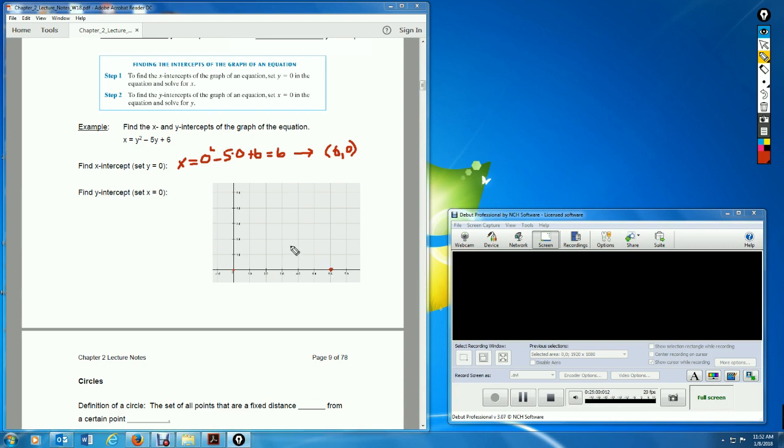Okay. Find the y-intercept. Set x equal to 0. So in other words, coming up here, I'm going to set x equal to 0. 0 equals y squared minus 5y plus 6. And then we need to solve that. It's a quadratic in terms of y. And we want to see, can we factor that? Yes, we can, because it would be y minus 2 times y minus 3.